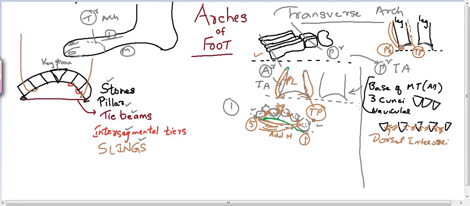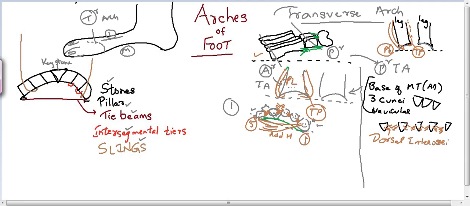Then the tie beam, I forgot to tell you the tie beam. The tie beams are the intertarsal ligaments and tarsometatarsal ligaments. Also the flexor hallucis brevis.